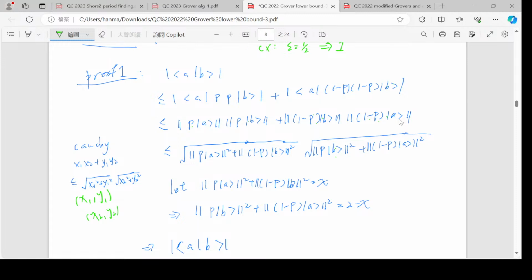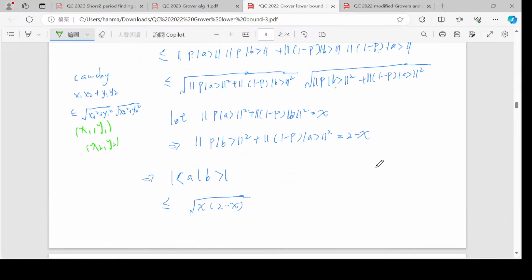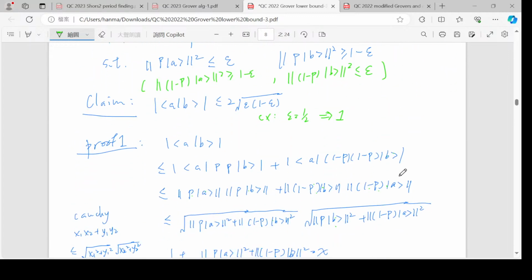And why do we want to do this? Because now these two terms have a nice relationship. If we look up here and compare those terms, the p squared terms are less than epsilon, and this one is also less than epsilon. And this one is bigger than 1 minus epsilon, and this is also bigger than 1 minus epsilon.